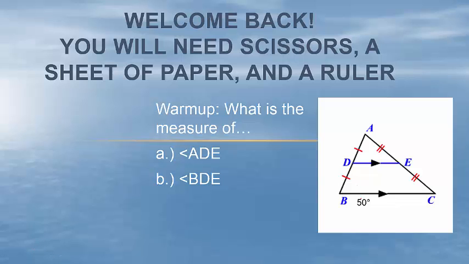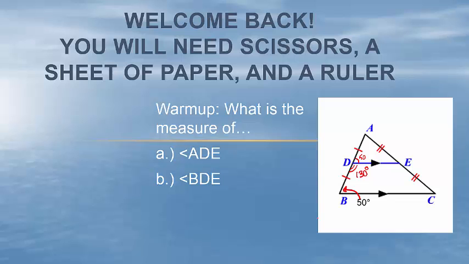I think this 50 should actually be right here. So they want to know what is the measure of angle ADE, that's this angle here, and it should be 50 as well, because these arrows mean parallel, and these would be corresponding angles, so they should be congruent. Angle BDE would be this angle here, so we should know that that would have to be 130 degrees, since they have to make 180.